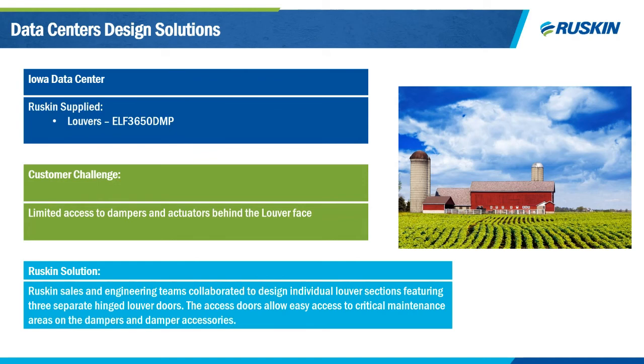We also recently worked on a data center project in Iowa, and what was interesting about this project was there were very high space limitations. The customer did not have proper access to the dampers and actuators behind the louver face. So the Ruskin sales team and the engineering teams collaborated with the customer. We came up with a louver design that featured 3 separate hinged access doors on each louver section. These louver access doors allowed maintenance personnel to get in behind the louver face and reach those dampers and damper accessories.